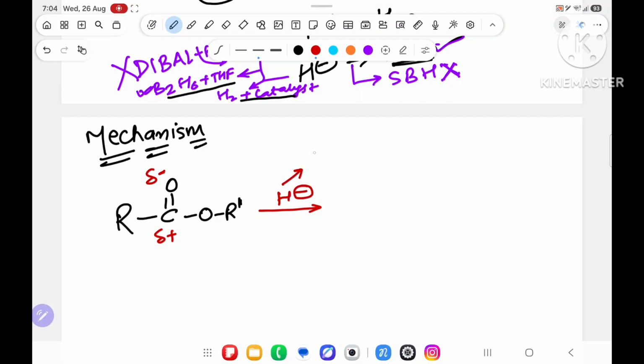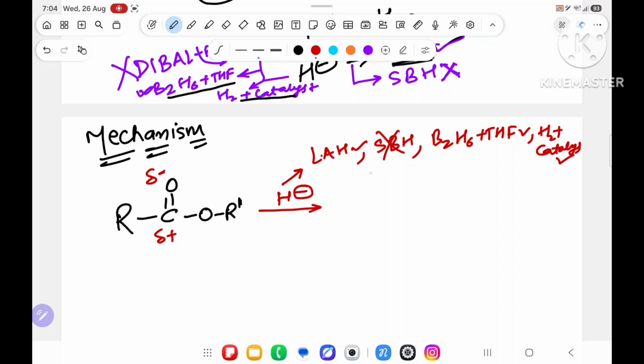What are the reducing agents? Sir, LAH. Okay. NaBH4? No, sir. Sir, B2H6 in presence of THF. Okay. Sir, hydrogen plus catalyst. Yes sir, okay sir, DIBAL-H. Yes sir, okay. Just now you said no. Wait, right now. Okay. This H minus will come here.